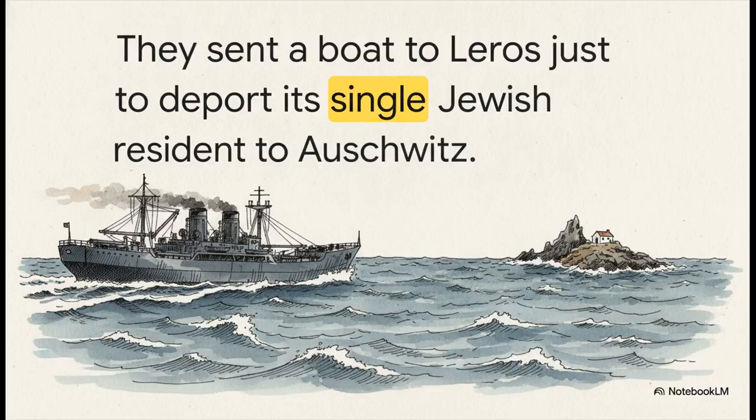And to truly wrap your head around the absolute fanaticism of this regime, consider this one staggering, chilling detail from the historical record. The Nazi obsession with exterminating Jews reached such an absurd level that they literally sent a boat to the remote Greek island of Leros for one reason, just to capture and deport its single, solitary Jewish resident to Auschwitz. It's almost hard to fathom, right? But it perfectly highlights the inescapable, totalizing nature of their genocidal obsession. They left no stone unturned.